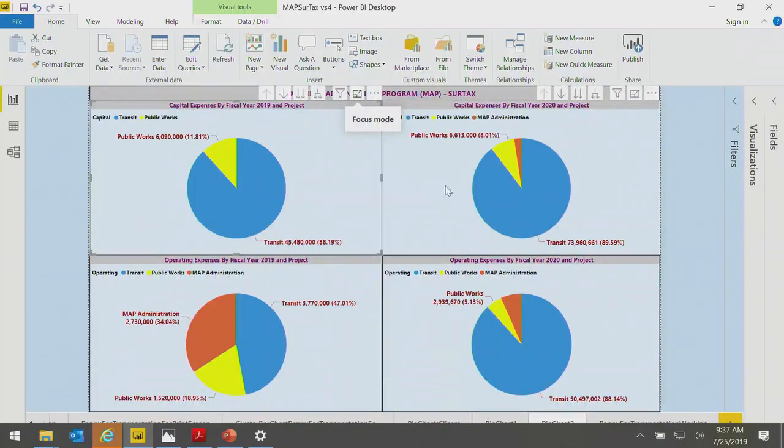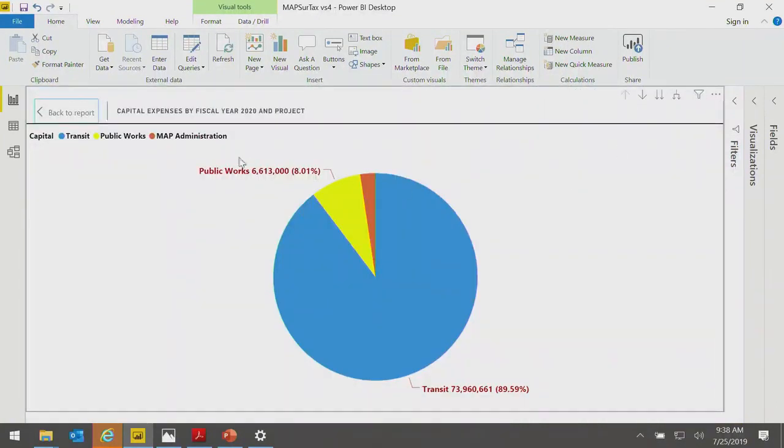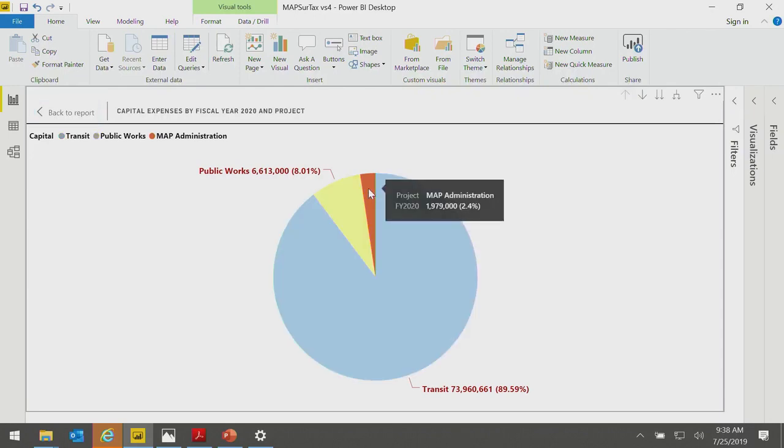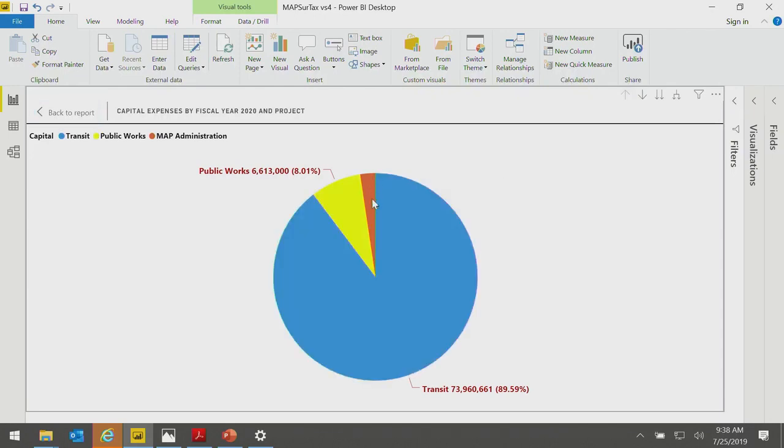And then here we have 2020, and I'll just make them big because it seems to be pretty hard to read from there. Here we have transit in blue, public works again in yellow. Now we're adding map admin. Can you differentiate between public works and transit?